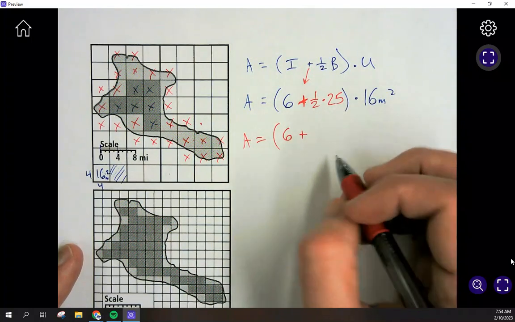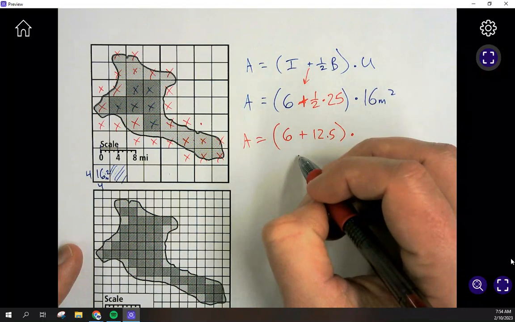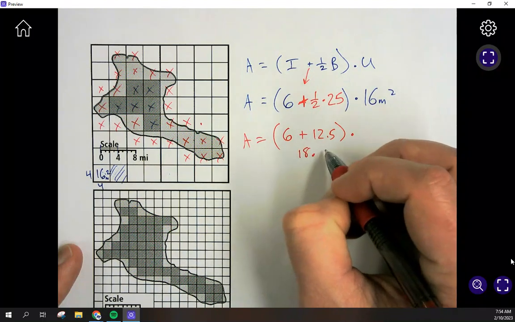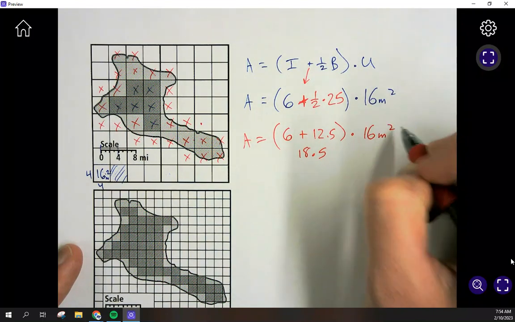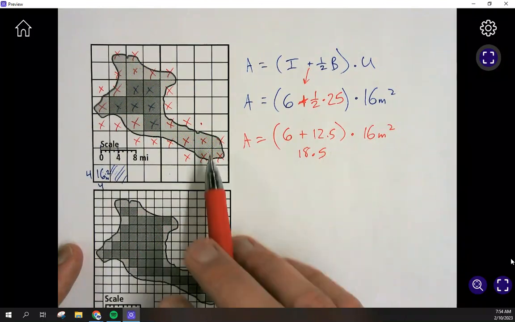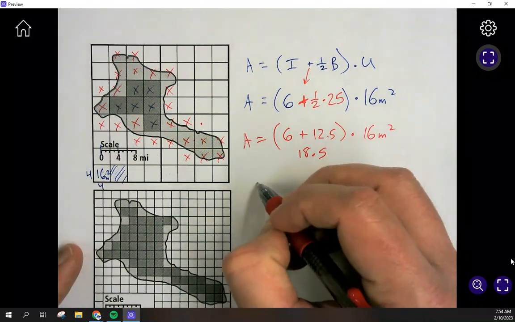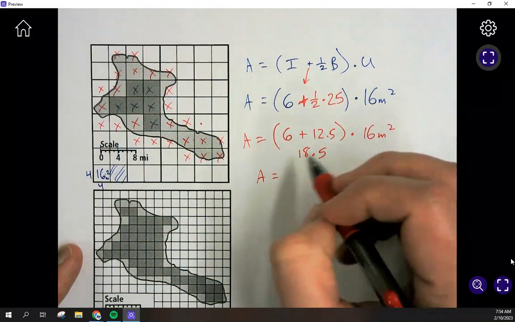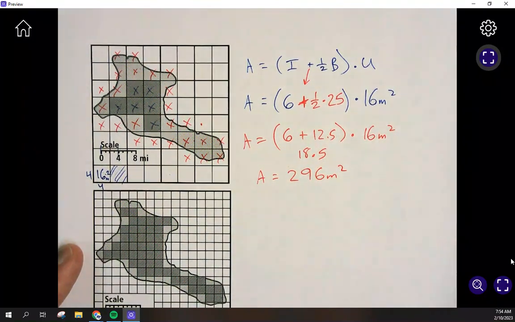So 25 times half is 12.5. We're going to add those together. That's 18.5. And we're going to times that by what each box is worth. So there's 18 and a half boxes we're estimating that are made up of this island. Each one's worth 16 square miles. So we go ahead and we multiply those together, and it's 296 square miles.